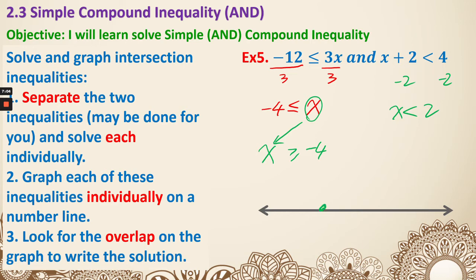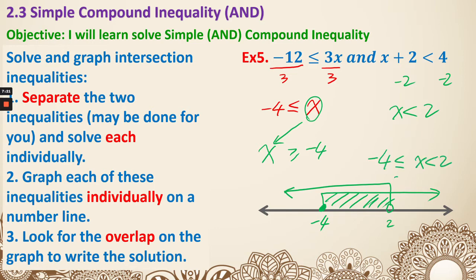So at -4, it is a solid dot. At 2, it is a donut. -4 is pointing to the right, and 2 is pointing to the left. Middle part is being shaded. Final answer, -4 is less than or equal to x, which is less than 2. That is number 5.